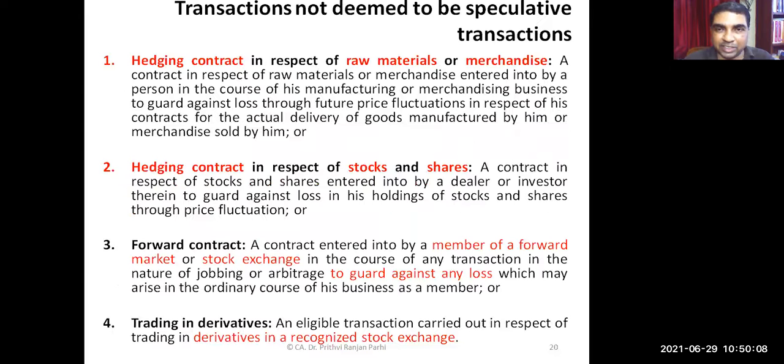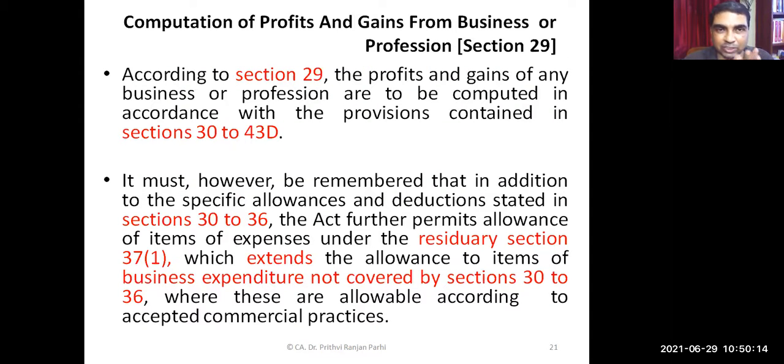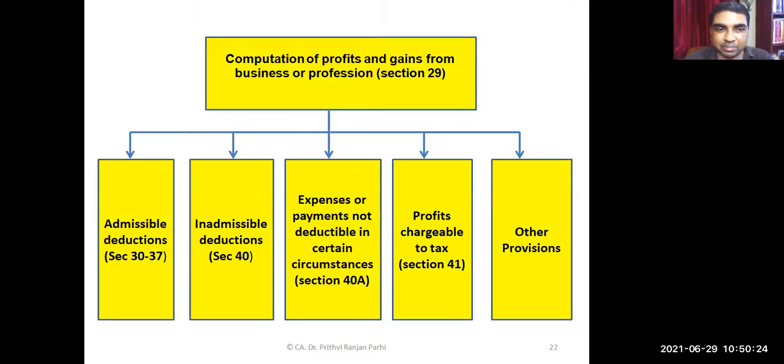Speculation business has to be treated separately. We have covered that thing. Transactions which are not regarded as speculation transactions, that also we have understood. Then how this income, that is profit and gains from business or profession, is to be computed is dealt with in section 29. We have covered that thing.